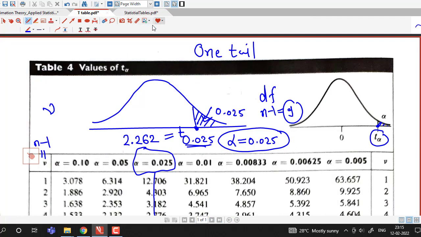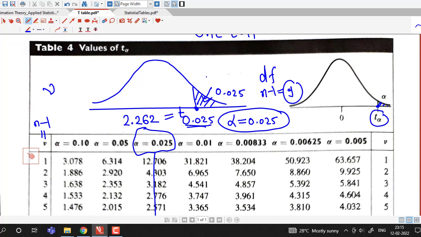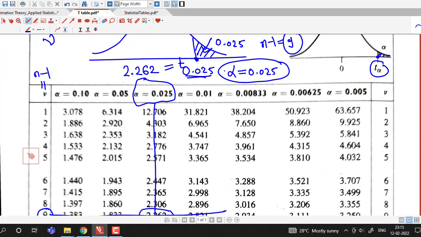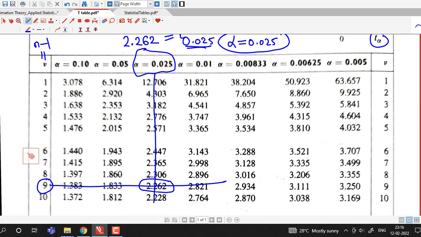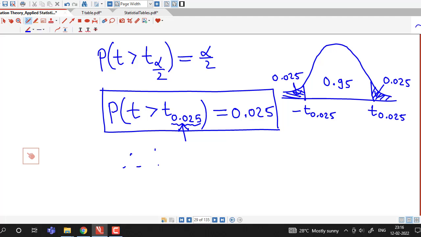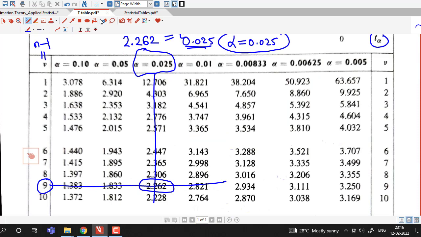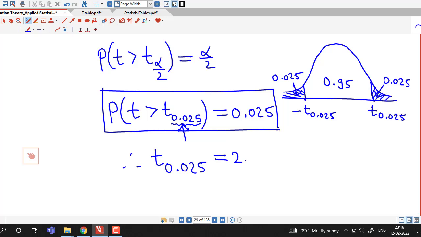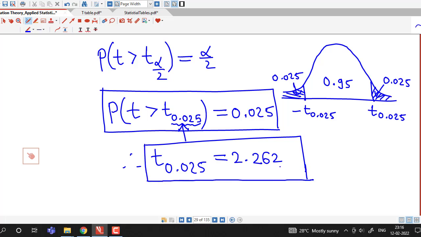Using any of these two tables we will obtain the same value. Using this one tail table we obtain that T suffix 0.025 is 2.262. So let me write that value first here. T suffix 0.025, which we obtain using this one tail table, is 2.262. So here I write 2.262. This I obtain using one tail and using alpha equal to 0.025 and 9 degrees of freedom.